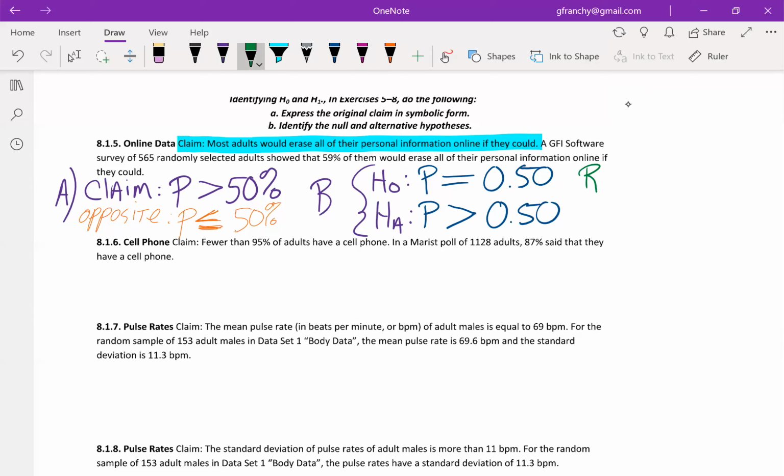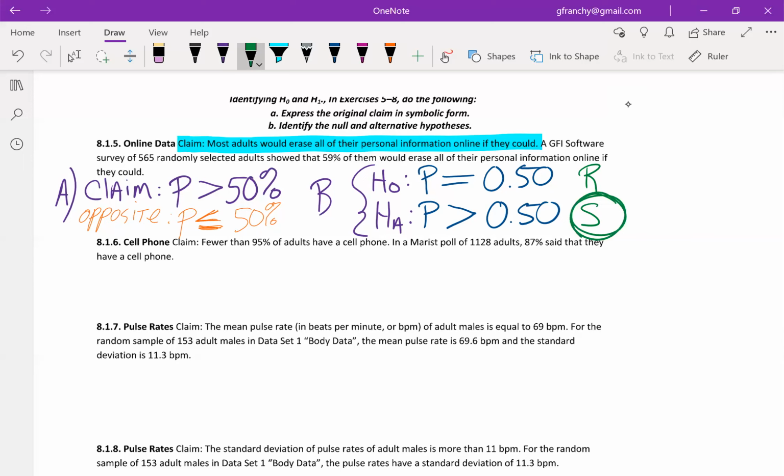We're going to put an R over an S there. Down the road, R is going to be about rejecting the claim. S is going to be about supporting the claim. We've got to figure out which one of those two phrasings we use. Well, here's where we take a look at which part of the hypothesis statement matches up with the claim. So our claim was P is greater than 50%. Our alternate hypothesis is P is greater than 50%. It is the alternate hypothesis that represents the claim.